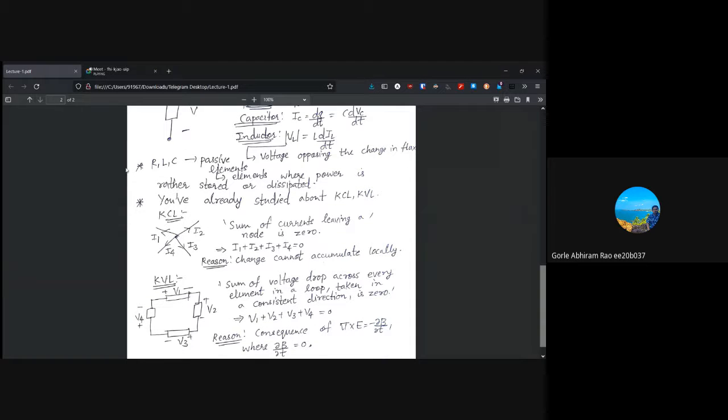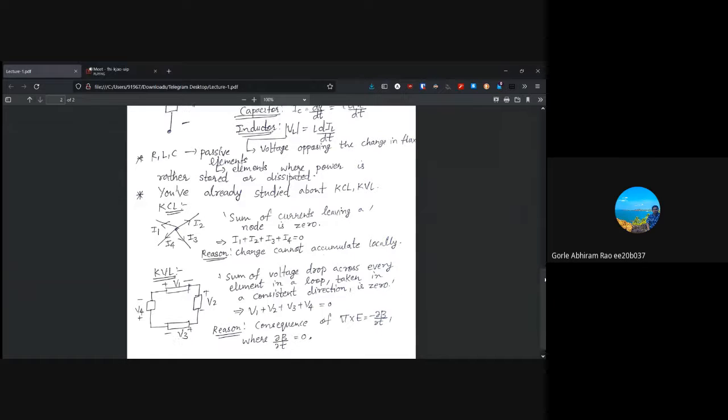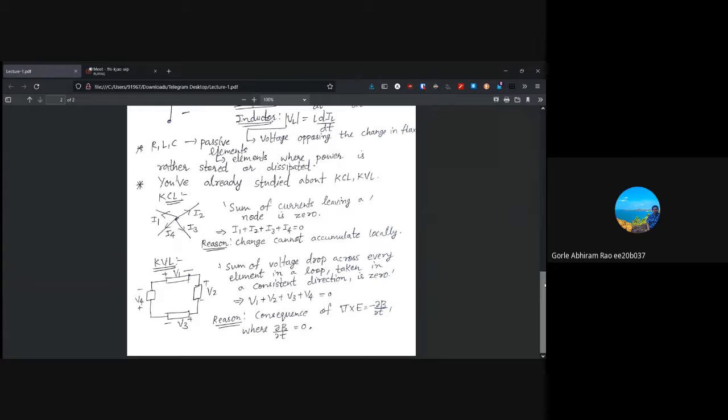R, L, and C are passive elements, as we've already studied. Also, two fundamental laws which you already know about are KCL and KVL, that is, Kirchhoff's current law and Kirchhoff's voltage law. Kirchhoff's current law tells us that the sum of currents leaving a node is 0. In this figure, I1, I2, I3, and I4 are the currents leaving this node, so I1 plus I2 plus I3 plus I4 is equal to 0.